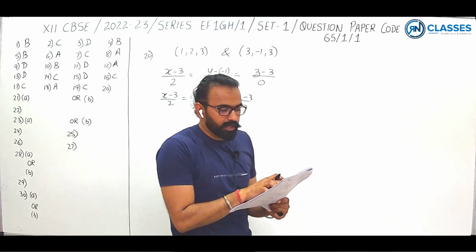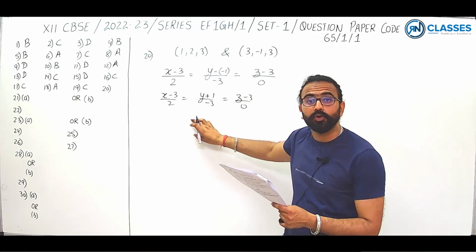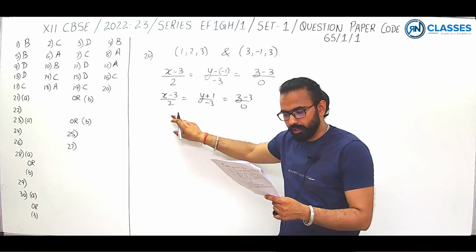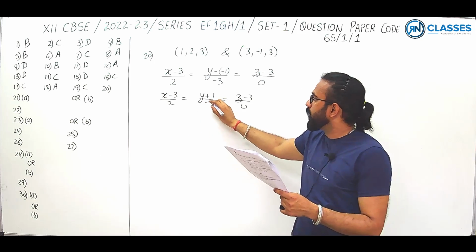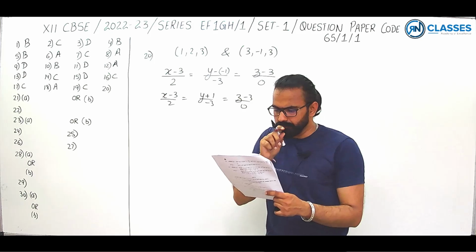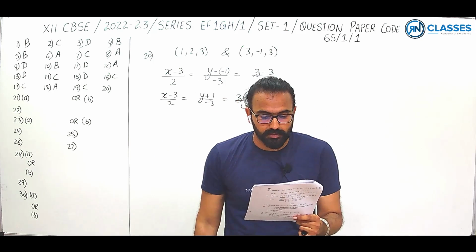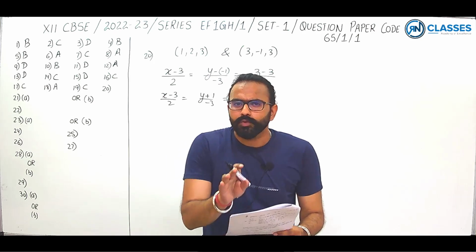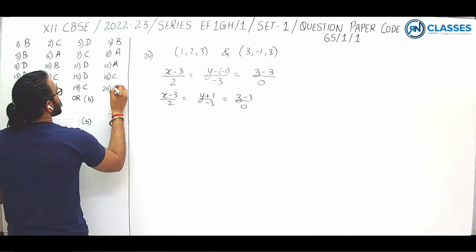So if you observe, does it match with option A or not? Does it match with assertion A or not? (x minus 3) by 2, absolutely fine, equals (y plus 1) by -3. Here is the problem, because in the given equation we are given this as plus 3. So this means the statement in assertion A is incorrect. So we can directly mark the answer as option D.